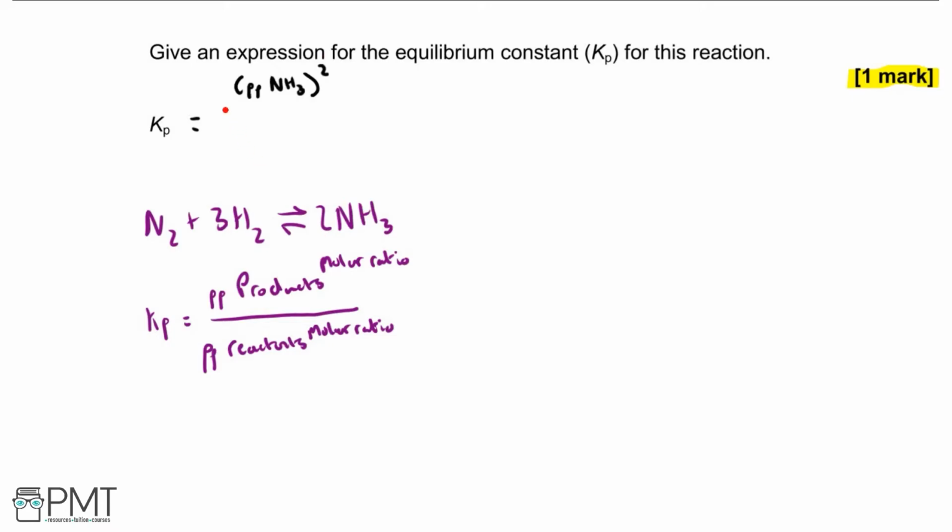However, the lower half of the fraction is going to be, first of all, the partial pressure of nitrogen, and we aren't going to raise this to any power as the molar ratio for this is 1, but this is going to be multiplied by the partial pressure of hydrogen to the power of 3, as this is its molar ratio. So this is the full expression that is needed, and all of that will get you the 1 mark.